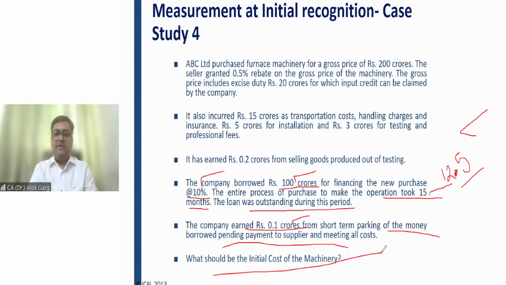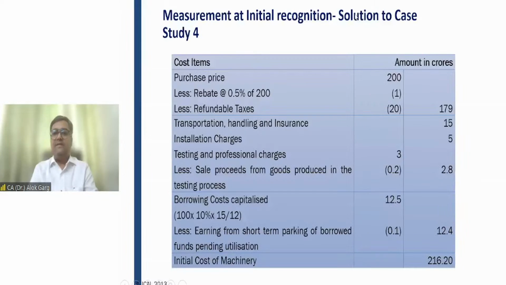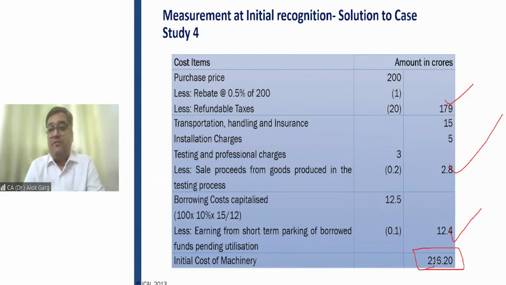What should be the initial cost of the machinery? Friends, in this case, we have already talked about the purchase price, the directly attributable cost, and the borrowing cost. And 216.20 is your total cost of the asset at the time of initial recognition.